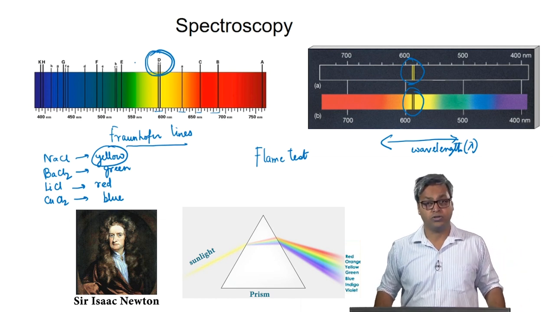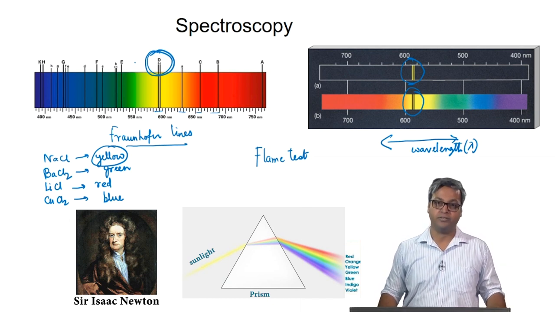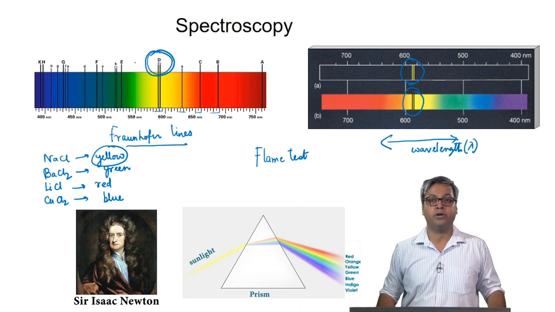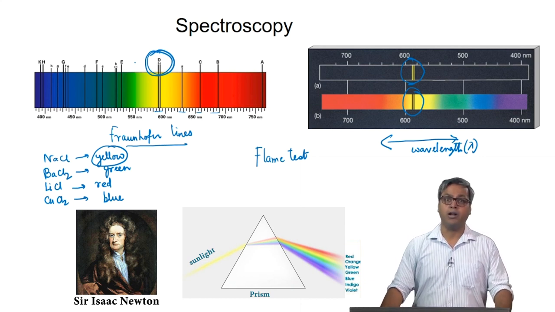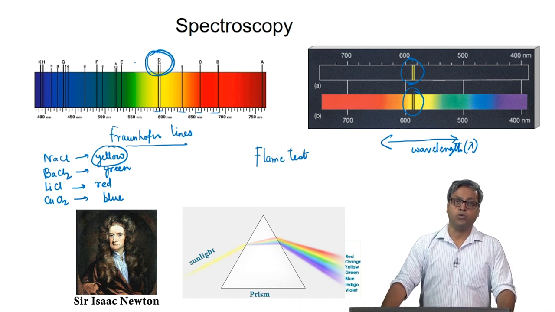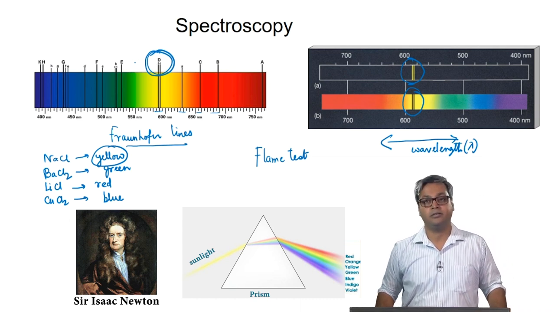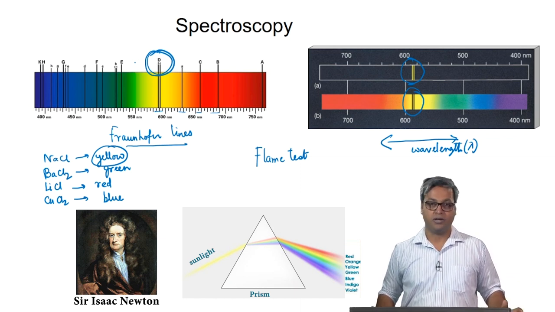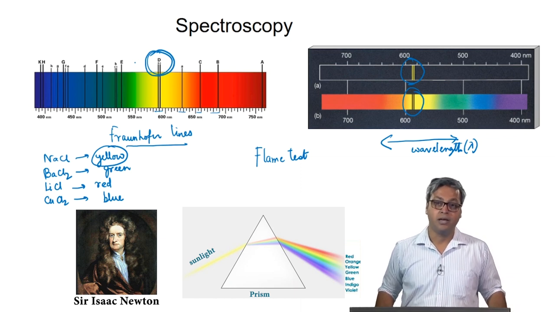The result shows that the sun's radiation is absorbed at selective wavelengths by various gas elements existing in the solar atmosphere. So, on one hand, sodium in the solar atmosphere absorbs the sunlight. We see two dark lines in the solar spectrum. On the other hand, in the flame test, the same two lines are being emitted.